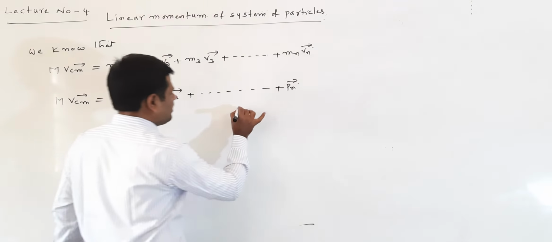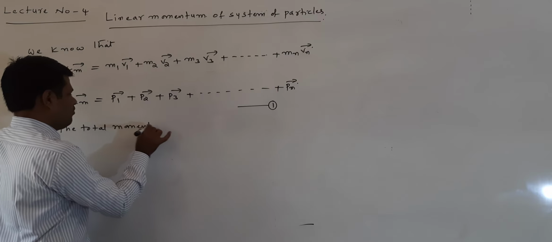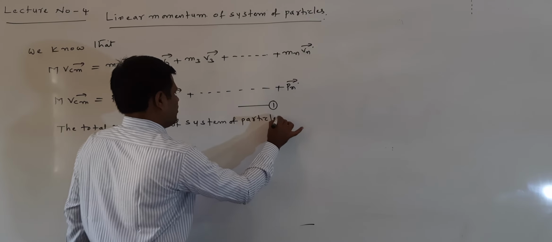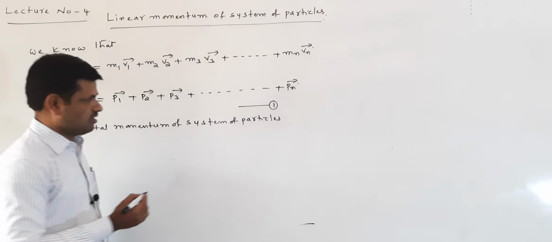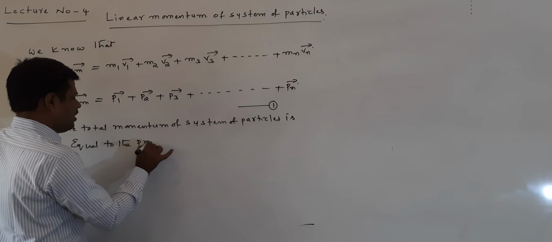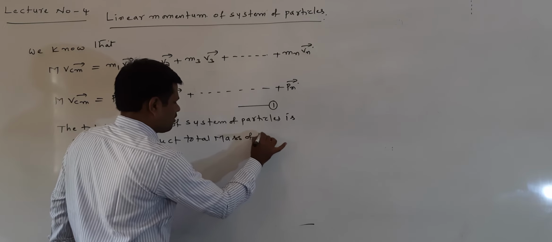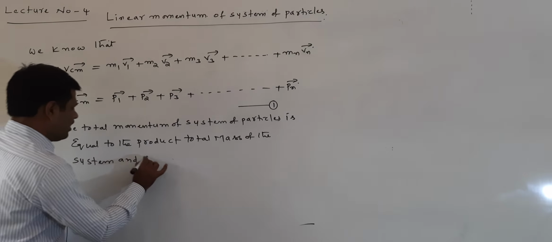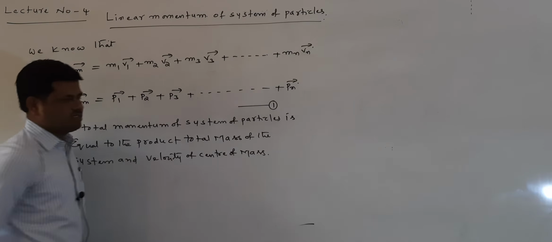From this equation 1, we conclude that the total momentum of the system of particles, that is P1 bar plus P2 bar plus P3 bar plus so on plus Pn bar, is equal to the product of the total mass of the system and the velocity of center of mass.